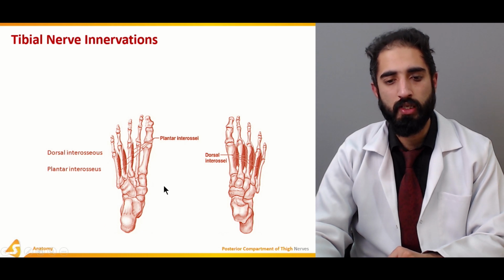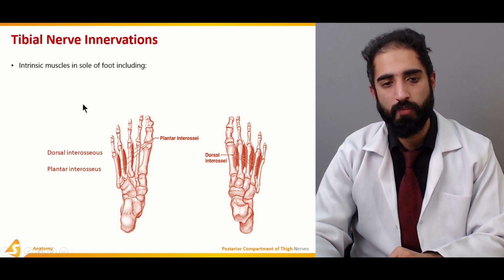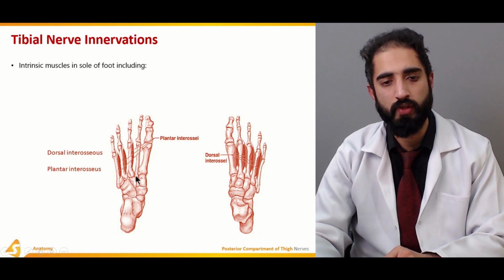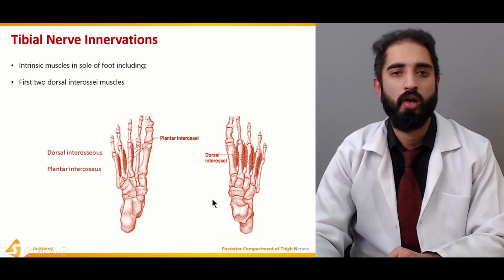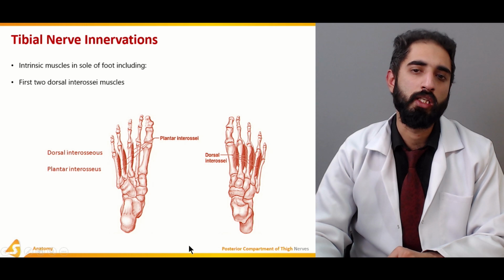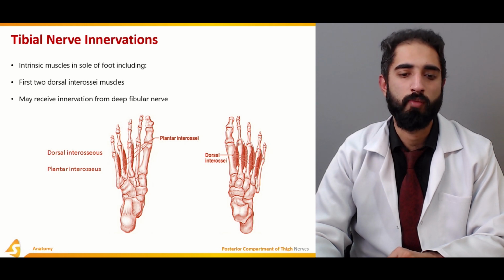Here we have the intrinsic muscles in the sole of the foot, including the first two dorsal interossei muscles. The first two dorsal interossei are actually supplied by the tibial nerve, and they may receive innervation from the deep fibular nerve as well.